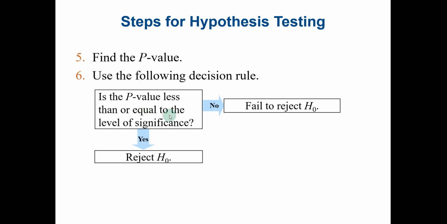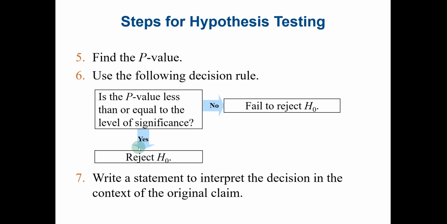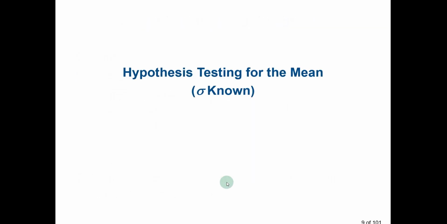Now this is the rule of thumb. If the p-value is less than or equal to the level of significance, remember I told you this level of significance is always given. If it's less than, you reject the null hypothesis. If it is not less than, or if it's greater than, you fail to reject the null hypothesis. You must always remember this rule because you will use it all the time. And of course, you need to write a statement. Now let's take an example.